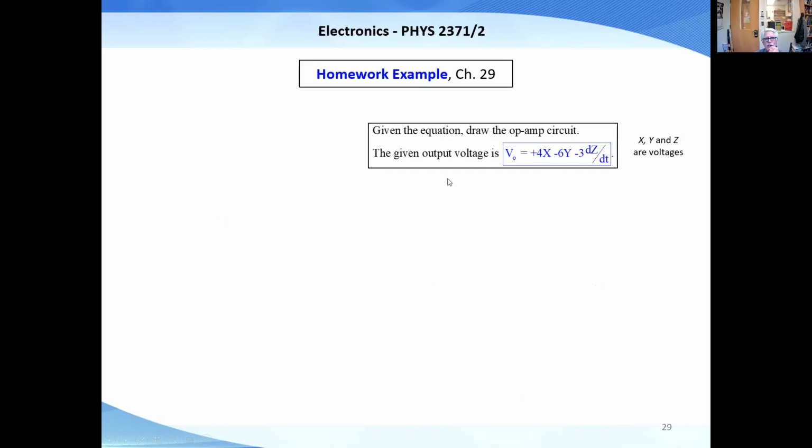Yes, let's move on to the other type of problem. You're given an equation like this. Here's 3 terms. V out equals plus 4x minus 6y minus 3 dz dt. This is a little bit harder than the previous problem because you can do it with a different number of op amps. It's not always going to be 2 or 3 op amps. You could do it with 4, say.